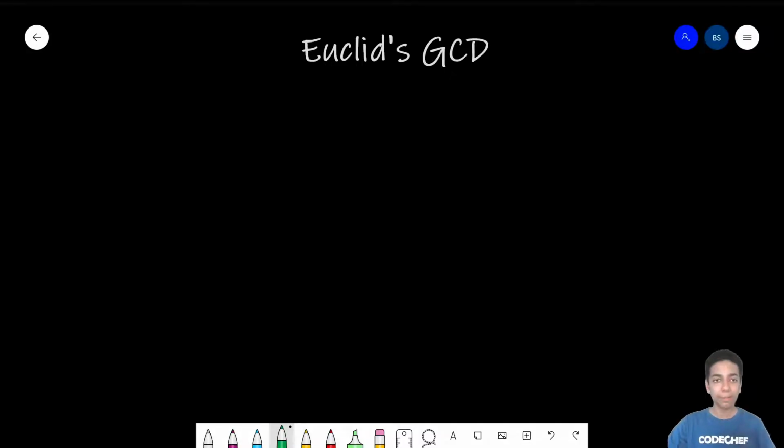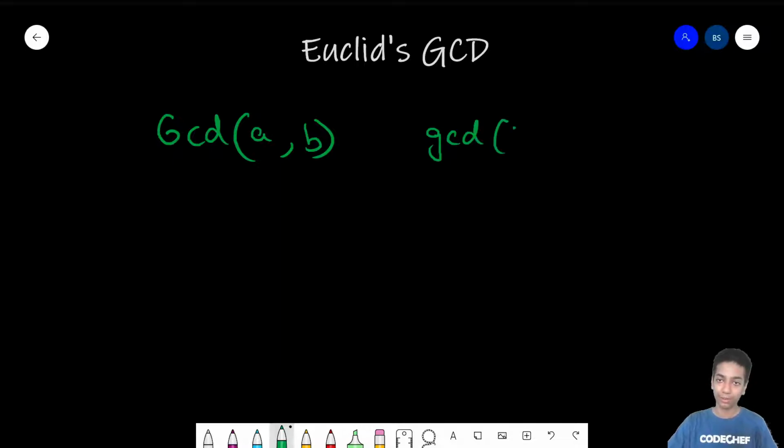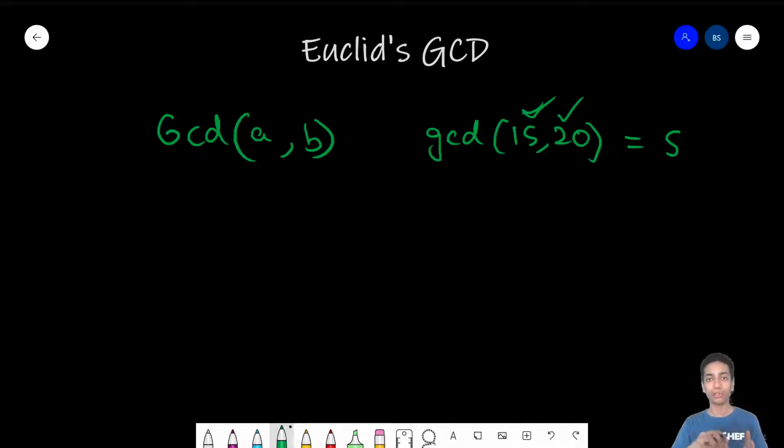So let's recap what GCD is. I'm assuming you know it, but I'll still brief it. GCD of two numbers A and B is the greatest common divisor. In India, we know it better as HCF. For example, GCD of 15 and 20 is 5 because 5 is a number that divides both of them, and is also the greatest such number. 6, 7, 8, and so on, none of them divide both of them.